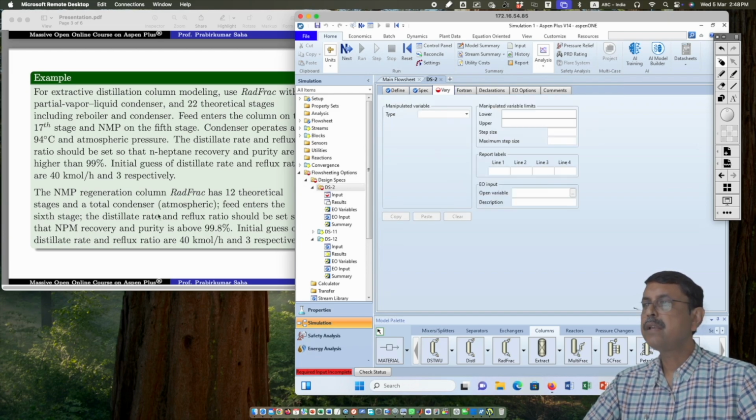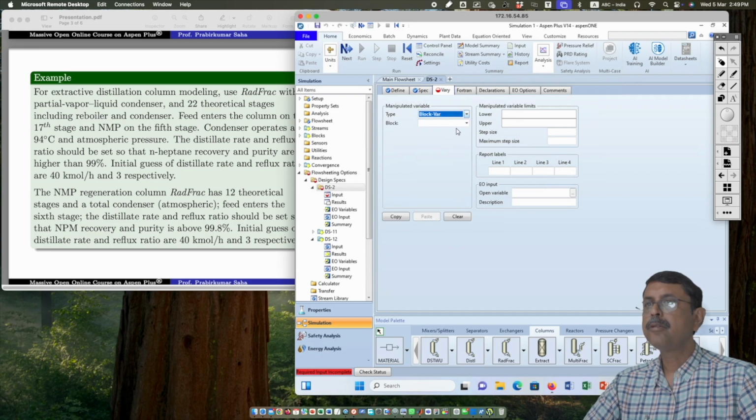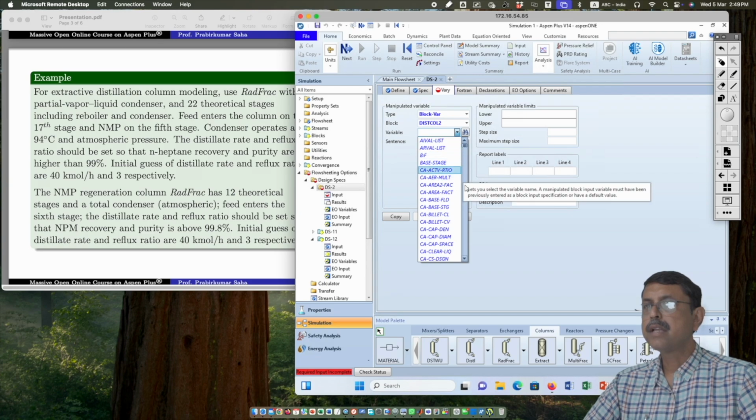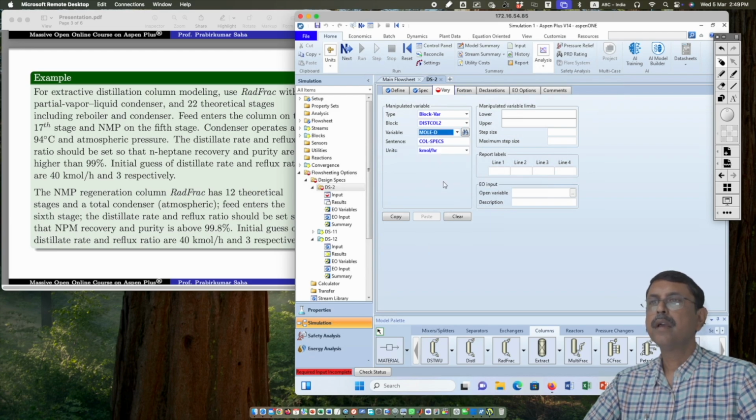And what do we need to vary? We need to vary the distillate rate. So we have the block variable of distillation column 2, and the distillate rate should be somewhere over here. Distillate molar flow rate. Okay. And here also it is 40 kilomole per hour. We can give within this 35 to 60 range. Let us see what happens.